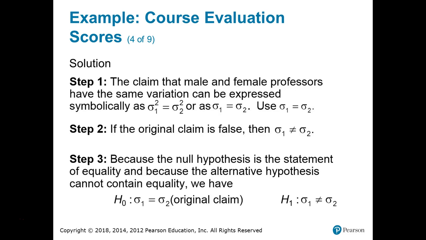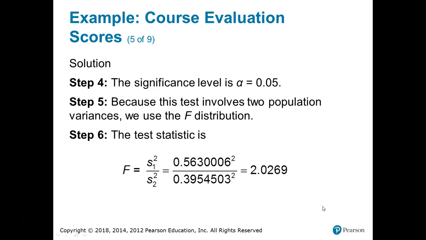So your original claim is going to be that the variances and standard deviations are equal. Since that involves equality, that will be your null hypothesis. If the original claim is false, then they would not be equal to each other, and we will let that be our alternative hypothesis.